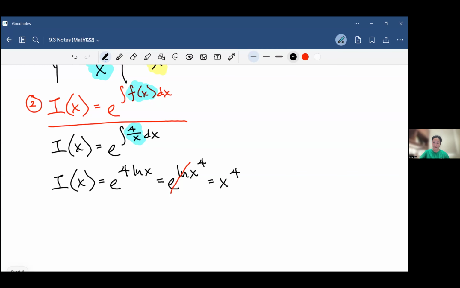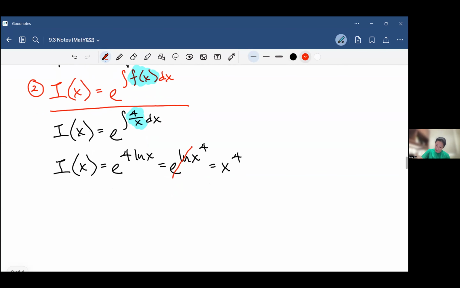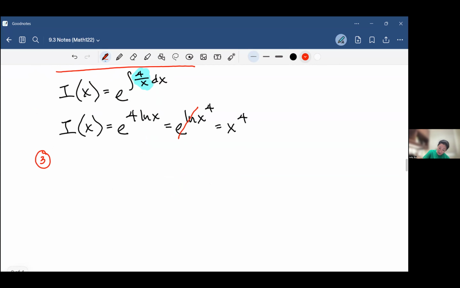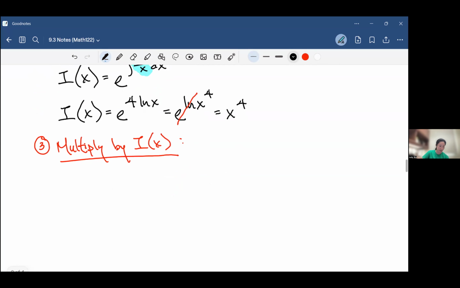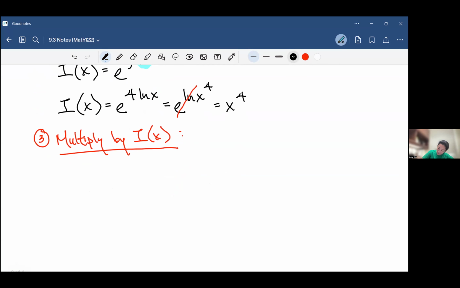All right, so we found our integrating factor, and now we get to go on to step 3, okay? Now again, remember I said step 3 and 4 is where we're going to figure out why we talked about the product rule in video number 1. So in step number 3, we're going to multiply by our integrating factor, okay? So I'm going to write my equation again. I'm going to take my x to the 4th, which is my integrating factor, and I'm going to multiply it by my original equation.